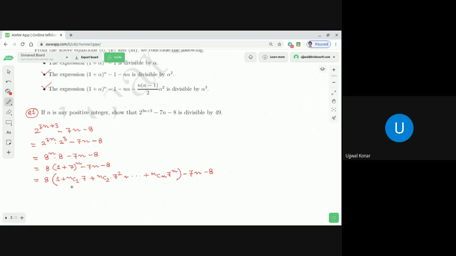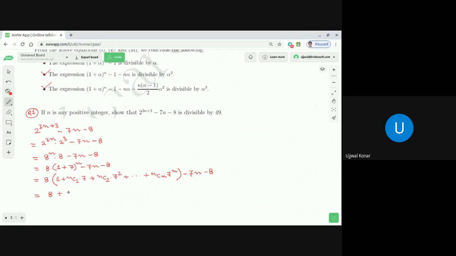One thing is that once you get nC1 n, that is equal to what? That is equal to n, 7n, and 7n and 8 will get cancelled. So what is the first term you are getting? 8 into 1 is 8 plus nC1 is n. Correct or not?